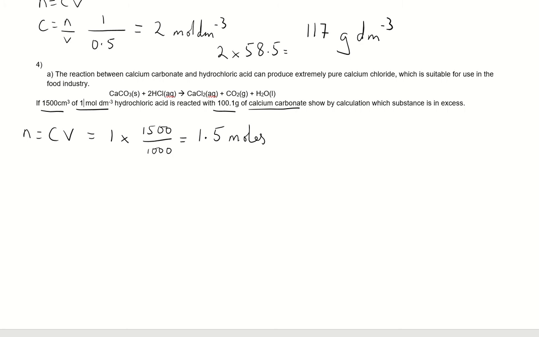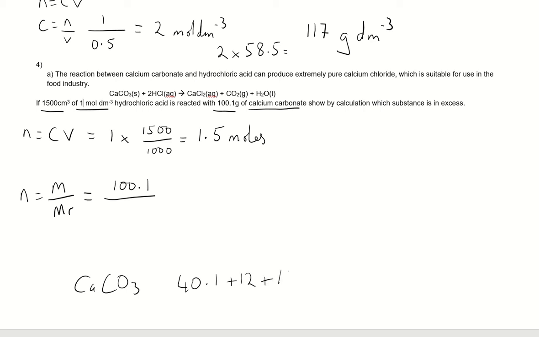And I'm going to do the same now with calcium carbonate. So I've got 100.1 grams of calcium carbonate. Now it's a solid, so I need to use moles equals mass over MR. Mass, 100.1. And the MR, CaCO3. So we've got 40.1 plus 12 plus 16 times 3. 16, 32, 48, 60, 100.1. They've made that nice for us. That's obviously going to equal 1.